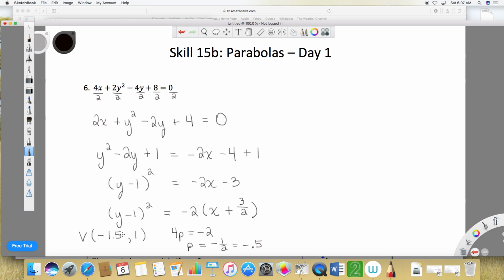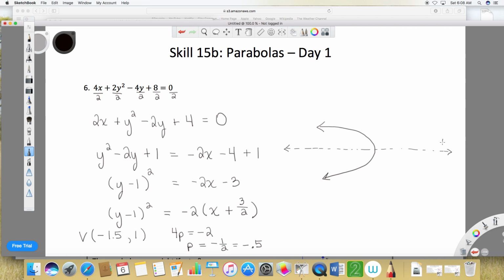So let's come over and make a sketch. Since p is negative, it's going to open to the left because it's y squared. That means left or right. With a negative p, it opens to the left. So I've got a parabola that's going to look like this. It's going to have two lines that are important. The axis of symmetry, because the top portion is a mirror image of the bottom portion.